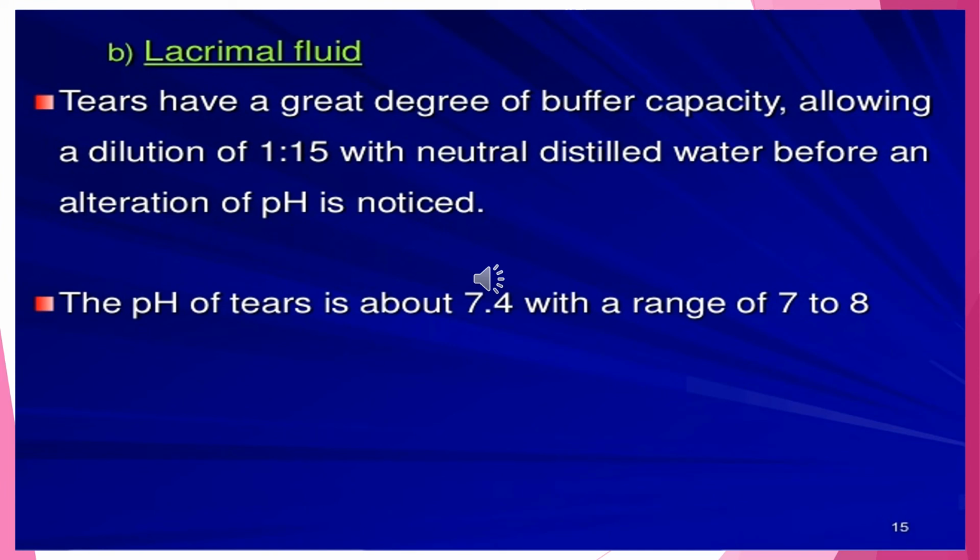Lacrimal fluid has a great degree of buffer capacity, following a dilution of 1:15 with neutral distilled water before an alteration of pH is noticed. The pH of tears is about 7.4 with a range of 7 to 8.